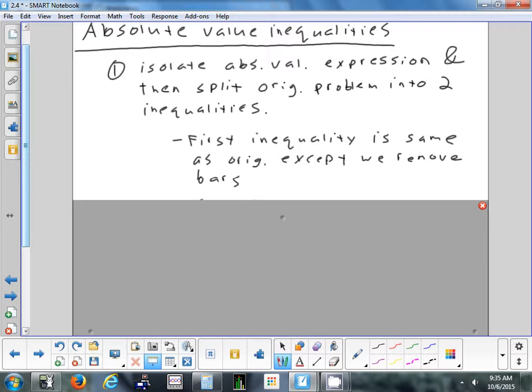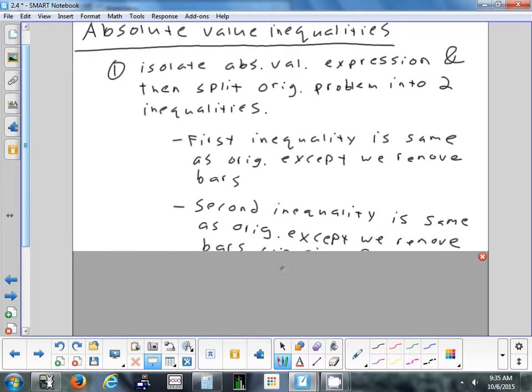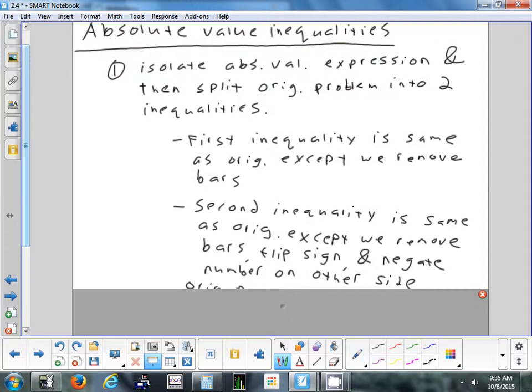Now, yesterday for the second one, we copied down the original problem, we removed the bars, and what was the extra thing we had to do? Make one positive and one negative. Yeah, you got to make the other side negative. But with an inequality, if you make something negative, you have to flip the sign. So that's the extra step today.